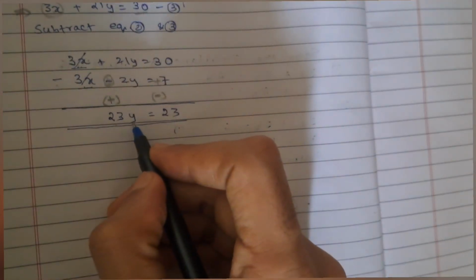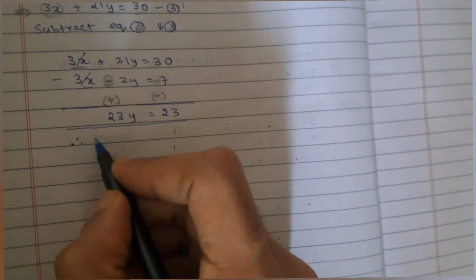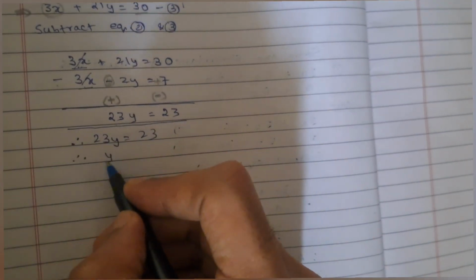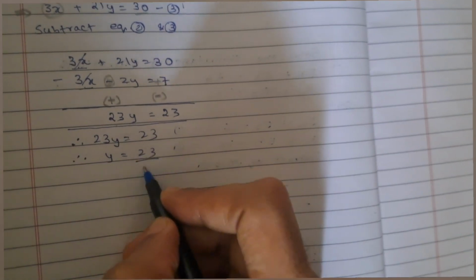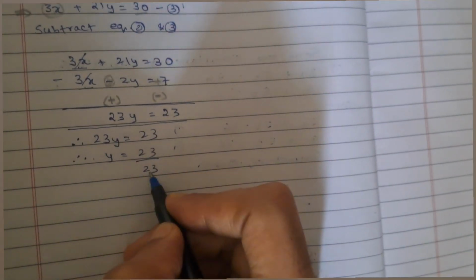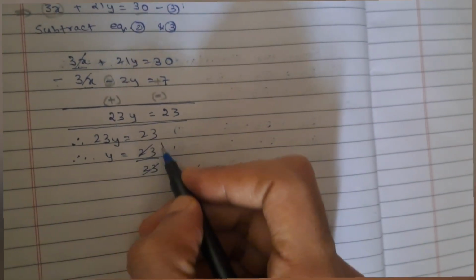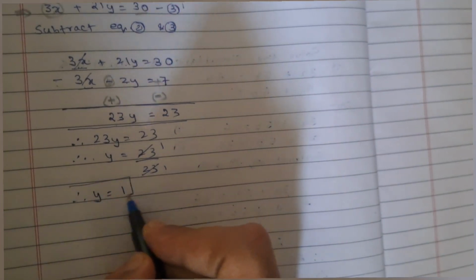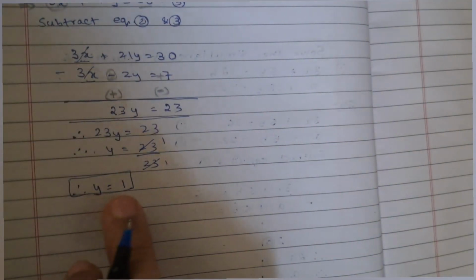And finally I am interested to find the value of y. So therefore I will say 23y equals 23. So y is nothing else but 23 upon 23. How this upon 23? This 23 came over here. 23 ones are 23, and finally I have my y's value as 1.